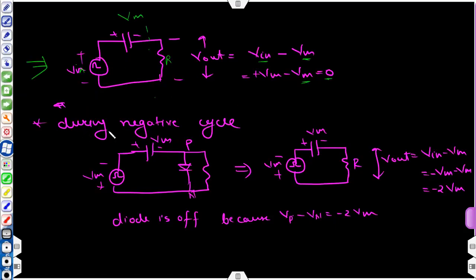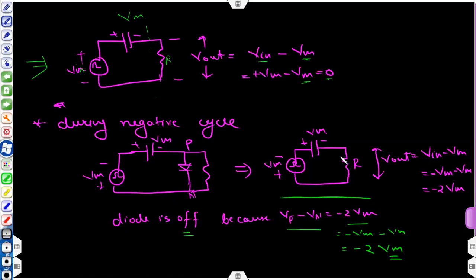Okay, now for the negative half cycle, minus will be on the top wire, plus will be on the bottom wire. So you can see that the diode will be off because in this case Vp minus Vn will be minus 2Vm. The N side is connected to positive and the P side is already connected with negative, so obviously your diode will be off. You can also calculate the value of Vp minus Vn: that will be minus Vm because of the input signal and minus Vm because of the capacitor, so that will be minus 2 times Vm. So this will be your equivalent circuit.